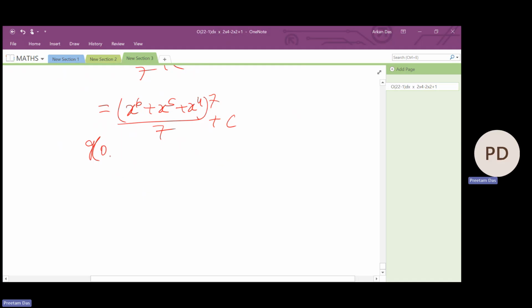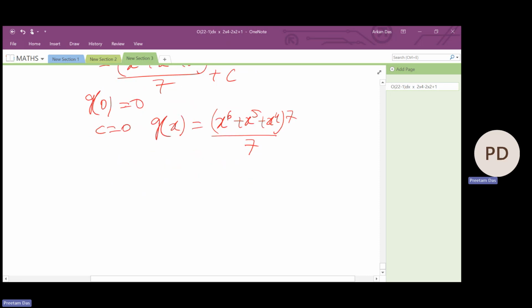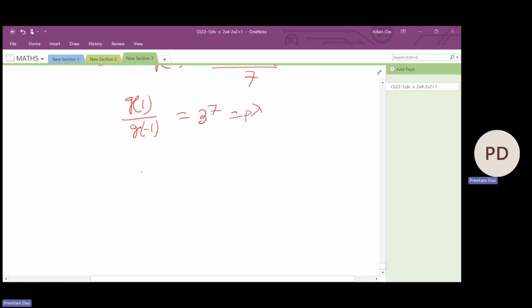G(0) is given to be 0. That means c equals 0. So G(x) is what? (x^6 plus x^5 plus x^4) raised to 7 over 7. Now calculate these values, G(1) and G(minus 1). You'll get 3 raised to 7. Given in the question, it is of the form p raised to lambda. So p is 3, lambda is 7. So what is mod of lambda minus p? 4.